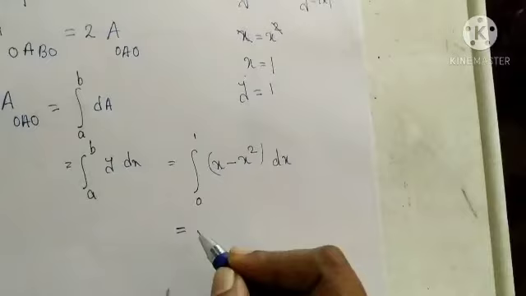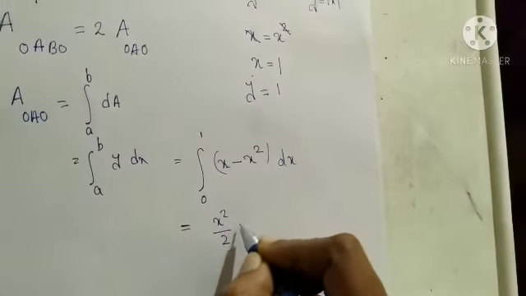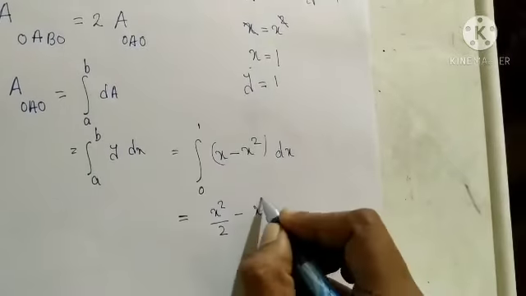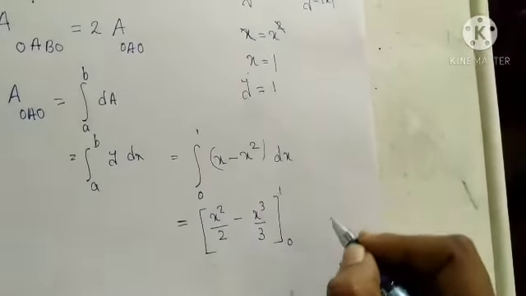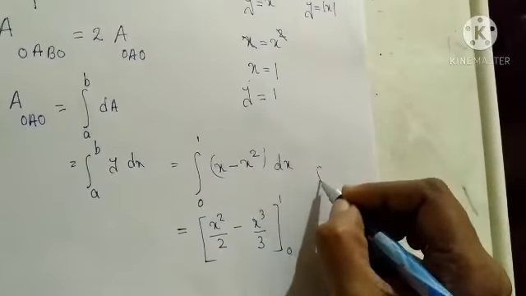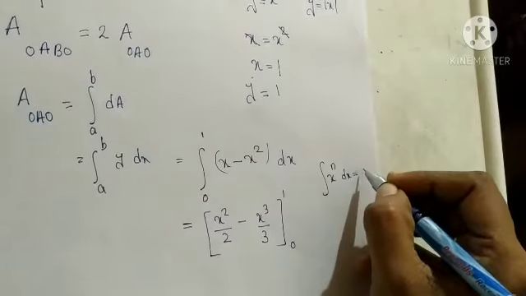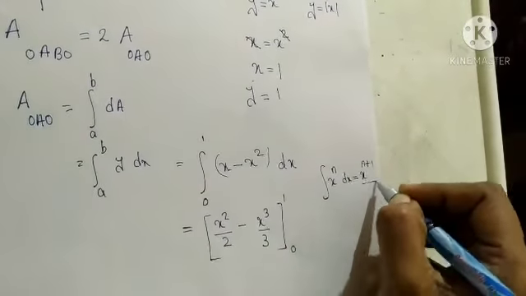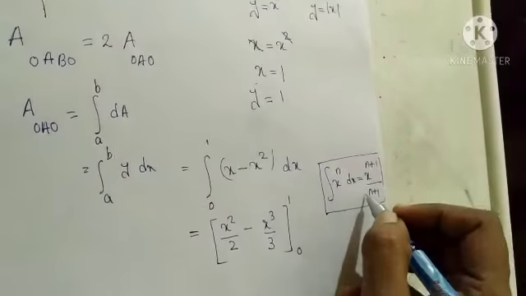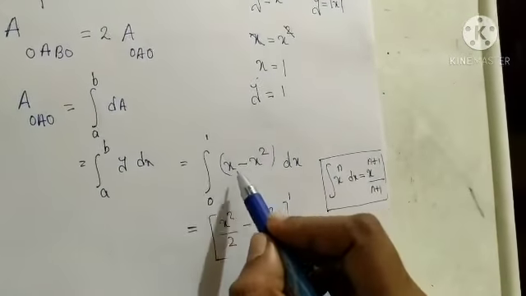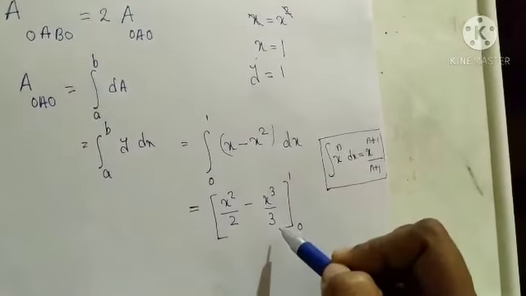This will be equal to the integral of x, which is x square by 2, minus the integral of x square, which is x cube by 3, with the limit 0 to 1. Here I am using the standard integral of x raised to n dx equal to x raised to n plus 1 divided by n plus 1. By using this general integral form, we get the integral of x as x square by 2 and of x square as x cube by 3.